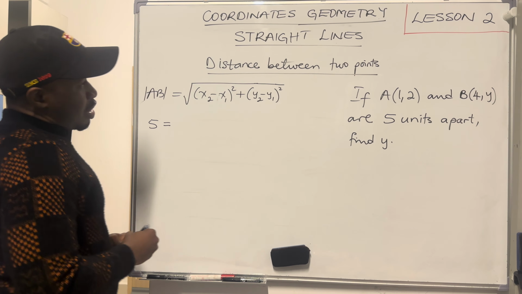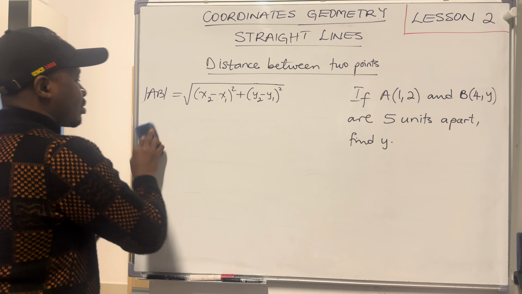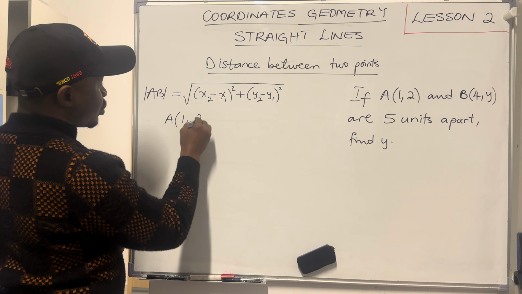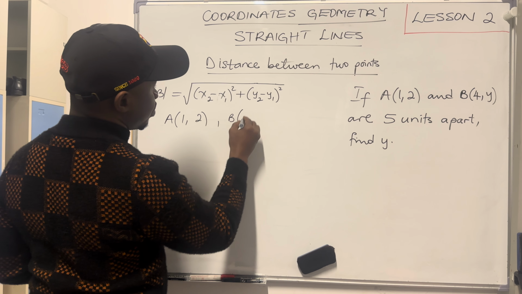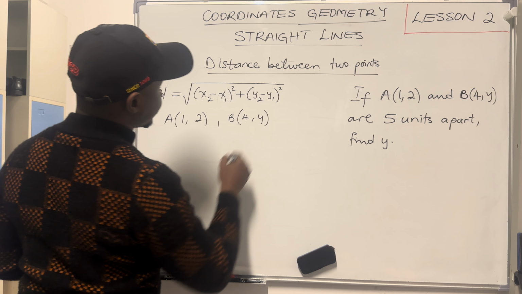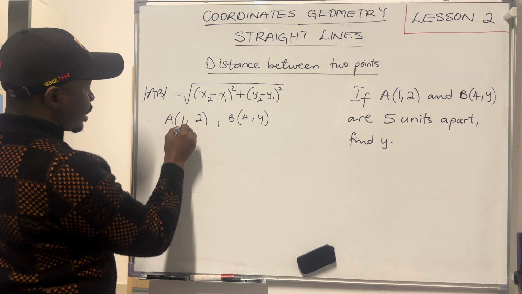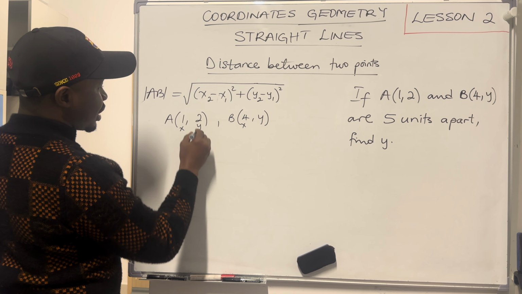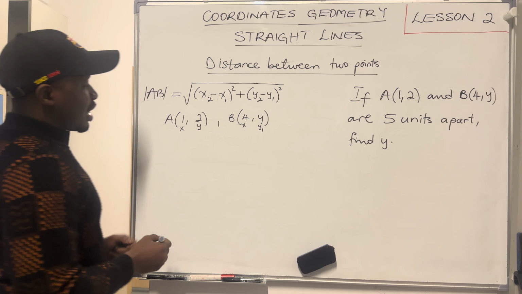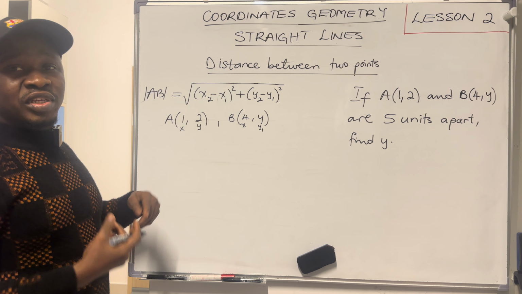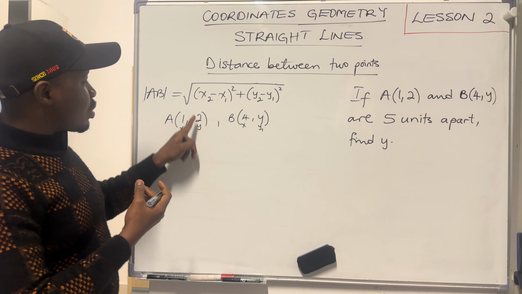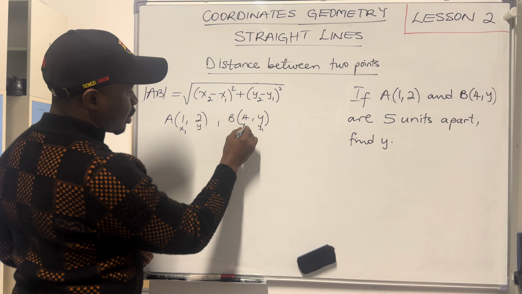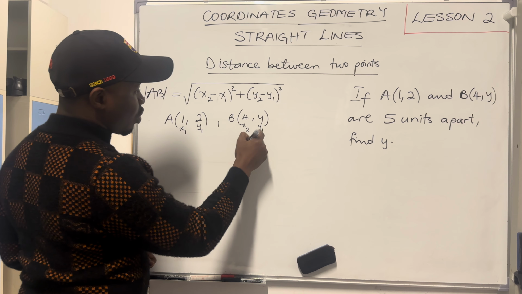Okay. But before I move on with this, we are given points A as (1, 2) and B as (4, y). So this is x1, this is x2, this is y1, this is y2. The first value, the first coordinate, is for x, and the second is for y, always, all the time. So this is the first x, this is the second x. First y, second y.